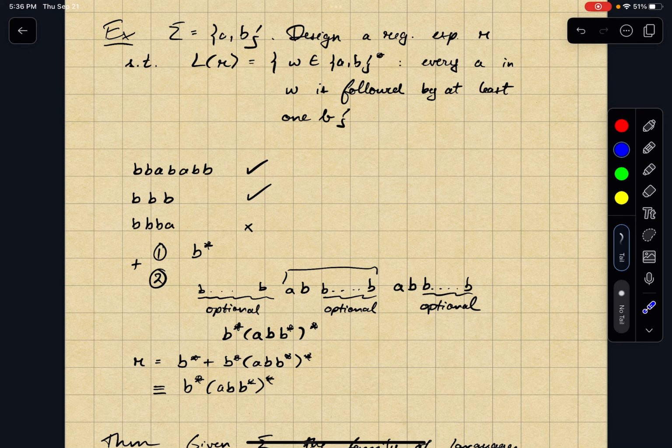Hopefully, if you look at this for a few seconds, you'll notice that this b star is actually redundant. This b star is matching strings with only b's, but I can also match strings with only b's using this pattern, because I could just deactivate or turn off this pattern. I'm allowed to do this because this has a star. Then I only activate this pattern b star, and so then I can match strings with any number of b's. And so this is an equivalent regular expression.